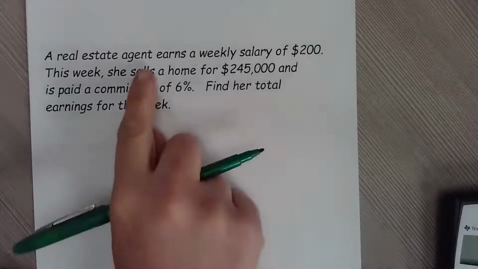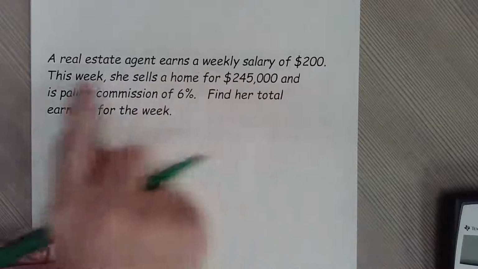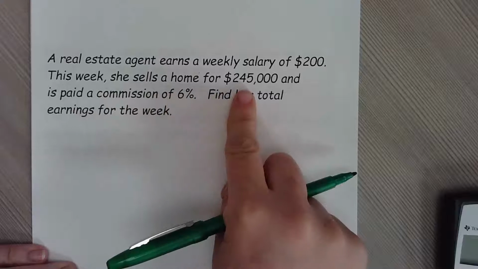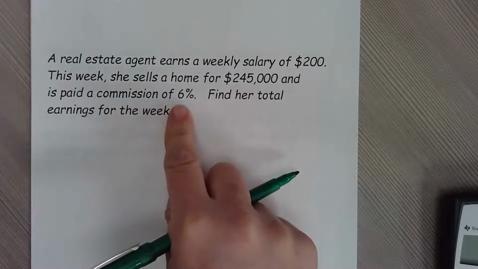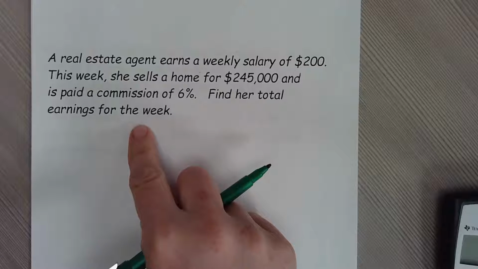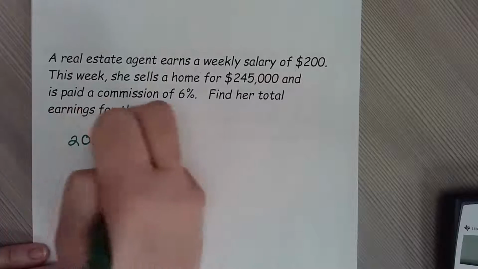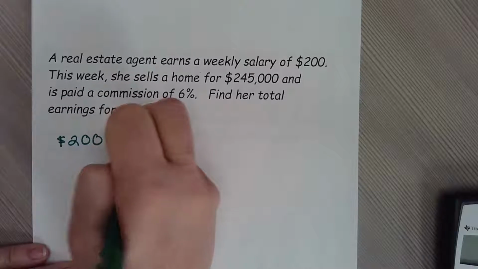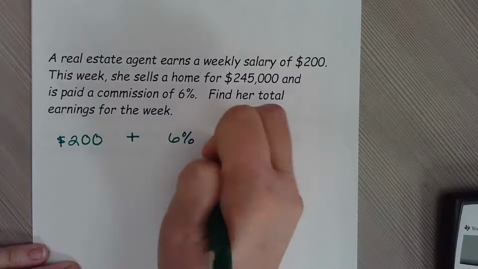A real estate agent earns a weekly salary of $200. This week, she sells a home for $245,000 and is paid a commission of 6%. Find her total earnings for the week. So again, for the week, she's getting $200 regardless of how much she sells. She's also going to make that 6% commission.